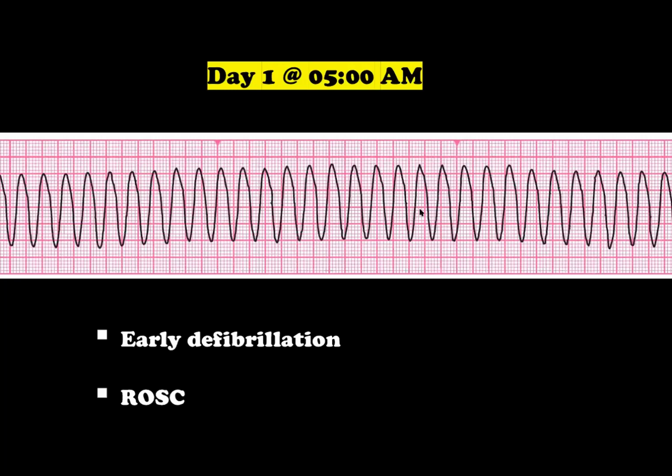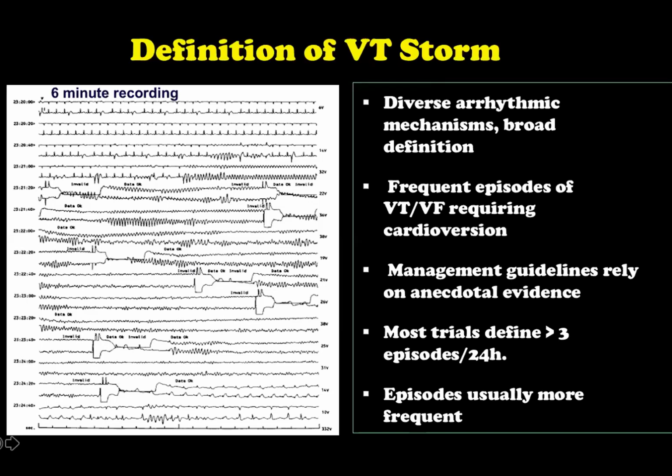The management guidelines rely on the evidence. Most trials define it as more than 3 episodes of VTAC within 24 hours. So if the patient has recurrent ventricular tachycardia, more than 3 sustained ventricular tachycardia episodes within 24 hours, they call it ventricular storm or electrical storm, repetitive ventricular tachycardia. And those episodes are usually more frequent.